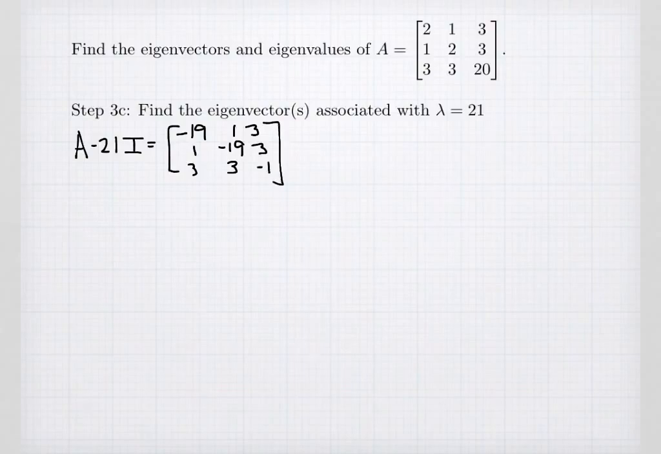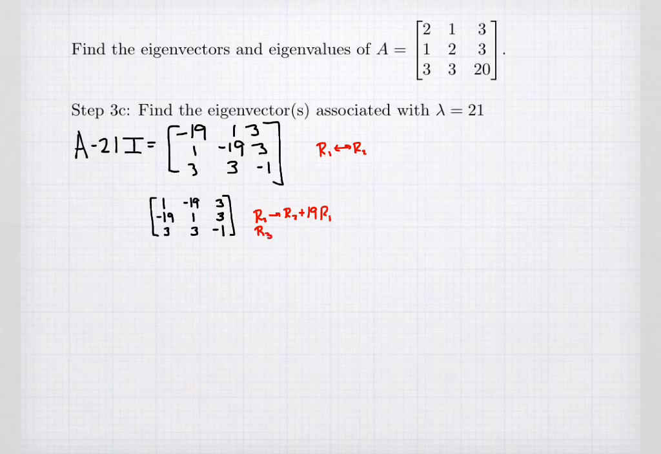Let's see, how will I approach this? I'm going to move row 1 and row 2. Then I'm going to take row 2 and add 19 row 1s. And I'm going to take row 3 and subtract 3 row 1s.